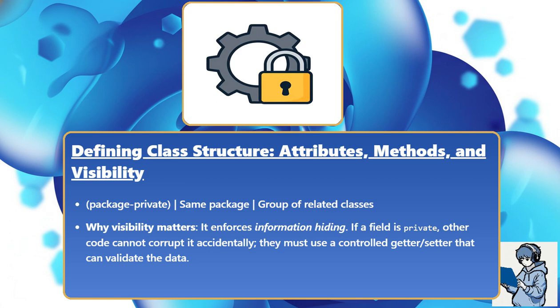Why visibility matters: it enforces information hiding. If a field is private, other code cannot corrupt it accidentally. They must use a controlled getter or setter that can validate the data.